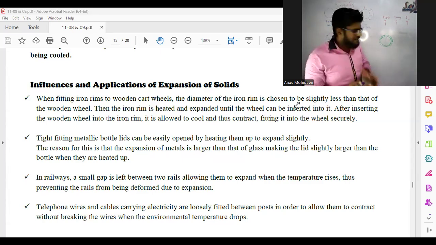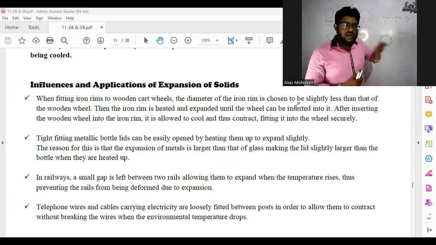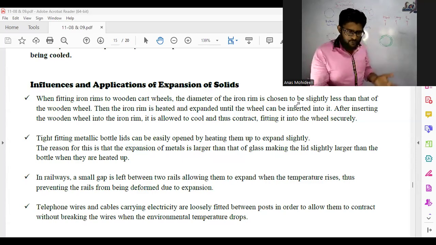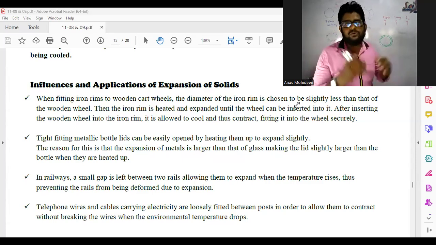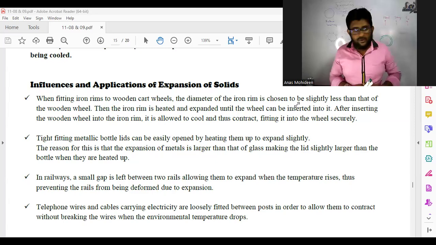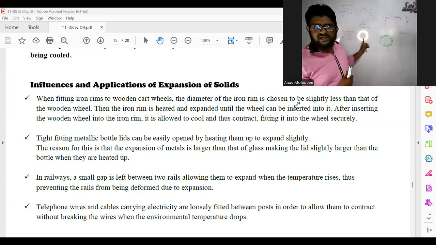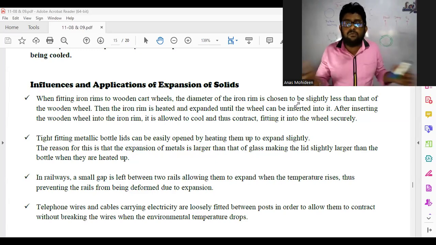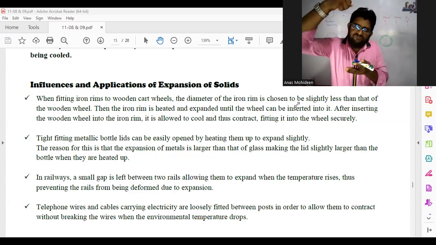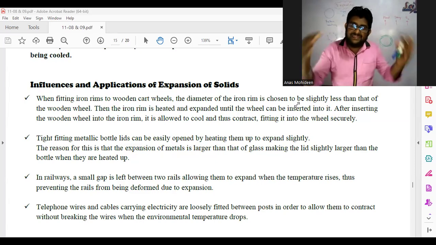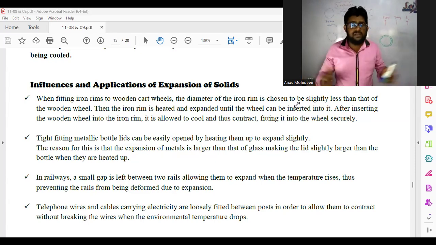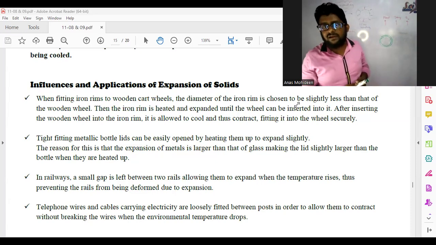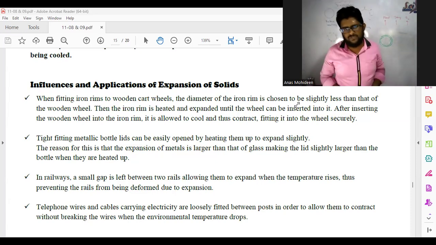So once it is expanded, we are going to fit it over, right? So after fitting, now it is fitted over the wooden cart and we leave it to cool down. When it is cooling down, it should be contracted, right? But the thing is, to contract, it has no space to come close. So it will be finely fixed over the wooden cart, being tightly connected. So it won't be coming out. So this is one application where we are using the expansion of solids.